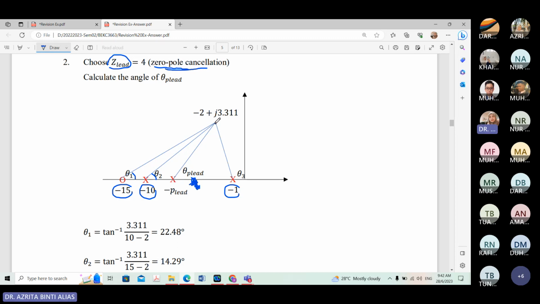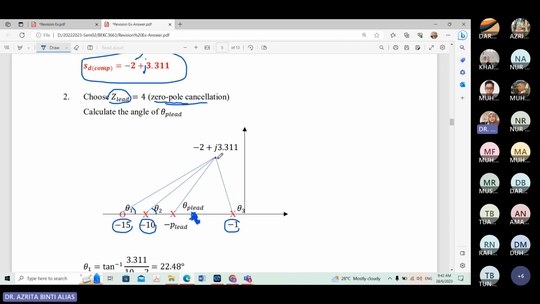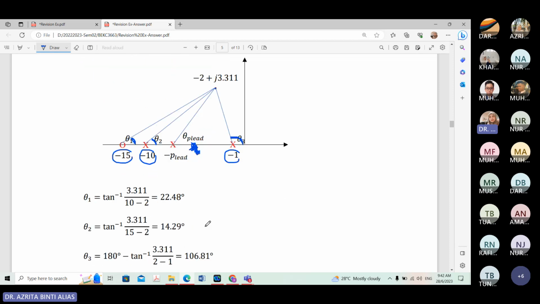And then we draw the ST uncompensated and then draw the line between the pole and zeros to the ST compensated. So after that, we evaluate the angle. Basically, we choose the right side. Actually, you can also choose the left side, but I just choose the right side. So all on the right side.